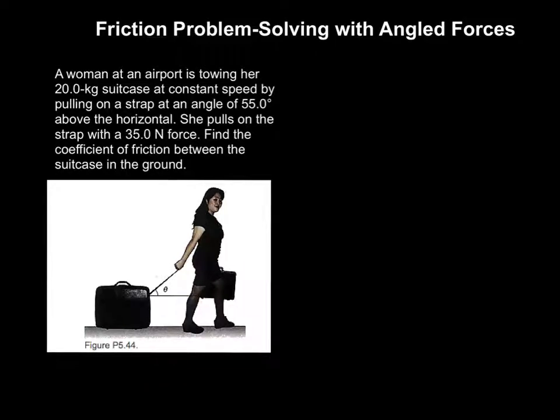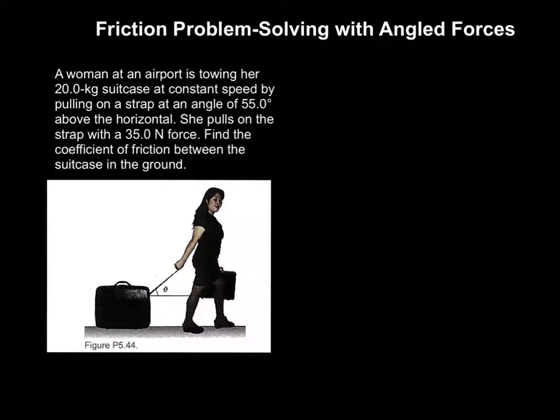Welcome. We are going to continue our lesson on Newton's second law problem solving with problems involving friction. Today's example involves angled forces. So take a moment and read the example here. We have someone at an airport pulling their suitcase with a strap across level ground at a constant speed.